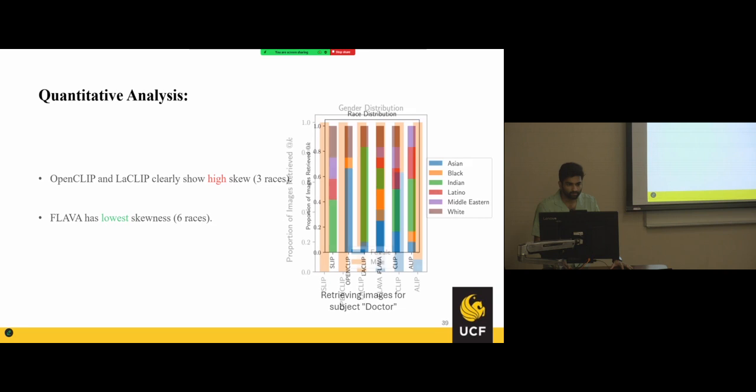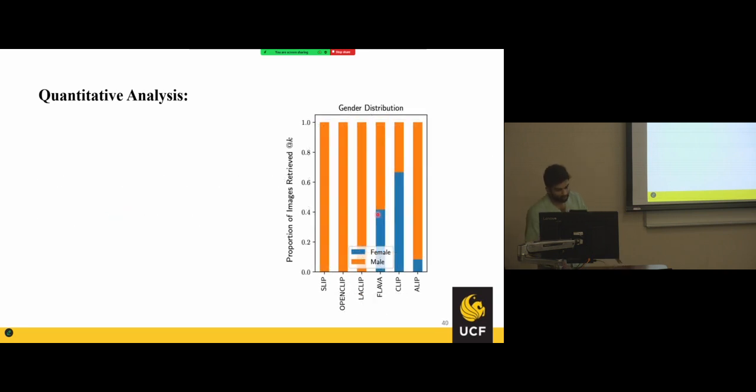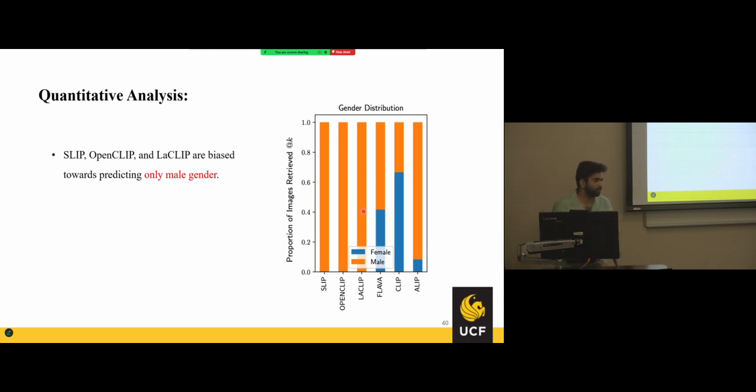Next we check the gender distribution within the occupation of doctor, and we can see that SLIP, OpenCLIP and LaCLIP only show the male gender, that is, they have a higher bias towards showing male doctors and are not showing female doctors at all, whereas FLAVA and CLIP have a lower gender skew, showing more female doctors as well in retrieval.